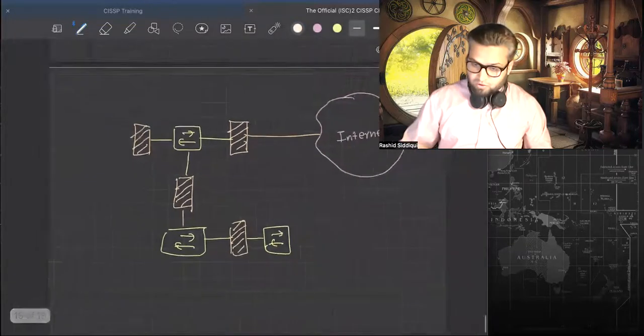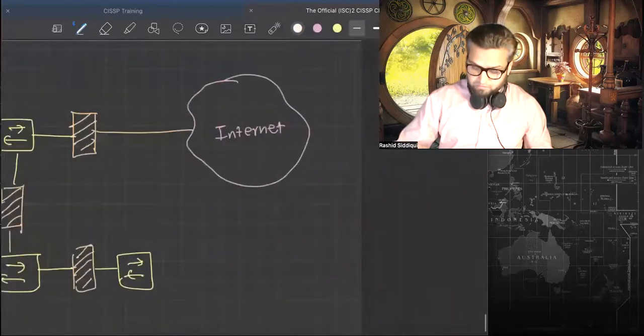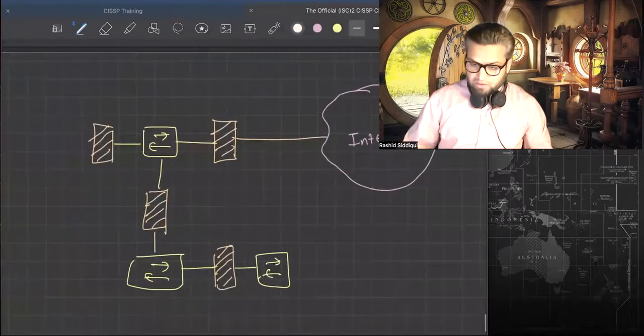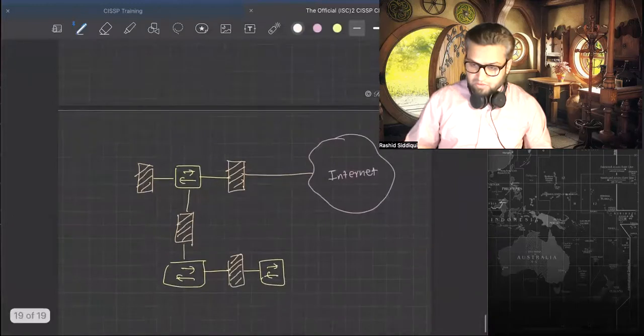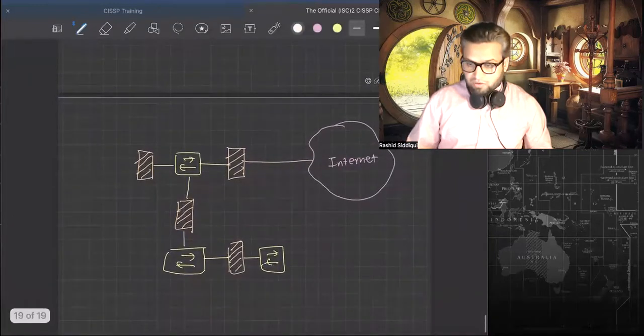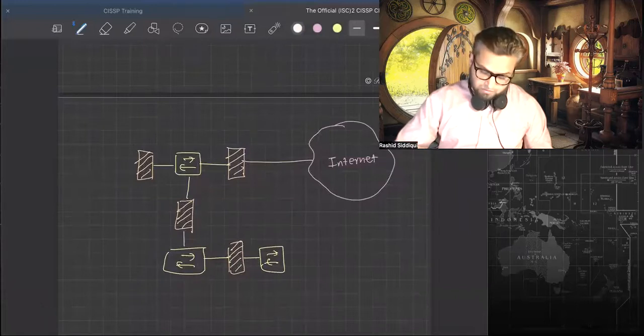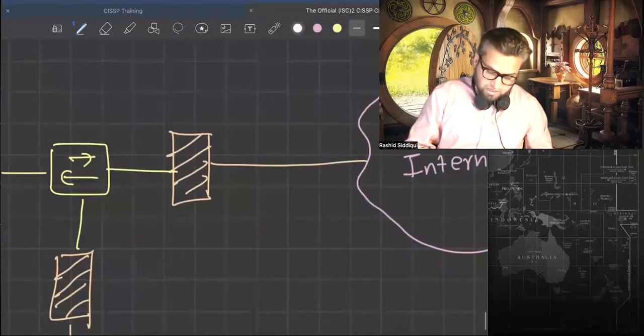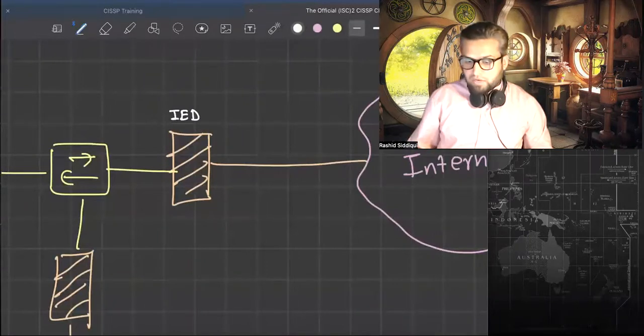So internet, you all know, this is the internet, right? And now a company is connected to the internet with some sort of internet edge device. It's not necessarily only a firewall, it's just a typical diagram, right? So this is what I call the internet edge device, IED. It is called the internet firewall.